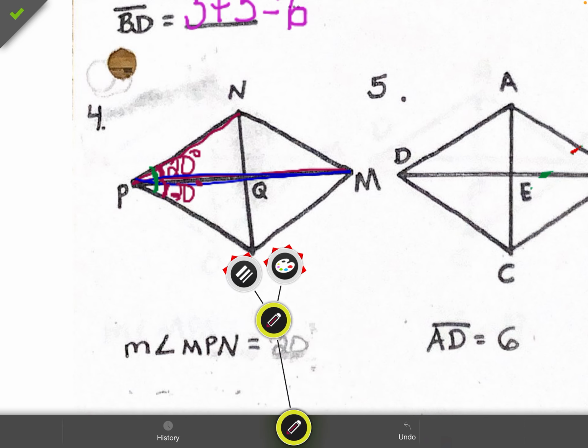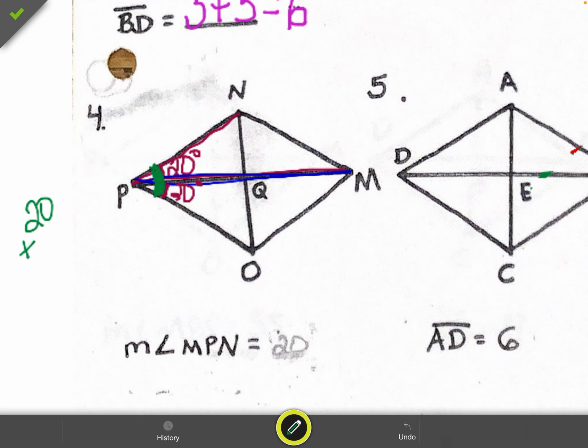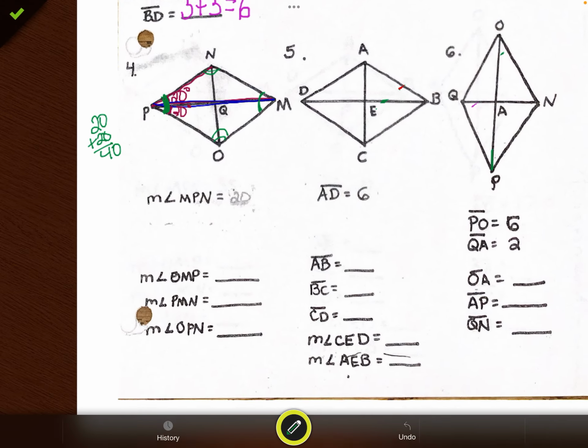Okay? They didn't ask, but if they did say, hey, well, what's the whole angle? Well, then you would just say, oh, easy. That's 20 plus 20. So the whole entire thing altogether would be 40. Okay? I don't know if they're going to ask us that or not, but we're going to put it on there. Okay? And once you know that, then you can find angle M. You can find this piece. You can find angle N, this whole piece. And you can find angle O. But let's see what they're asking us.